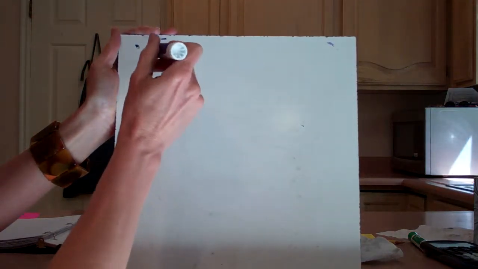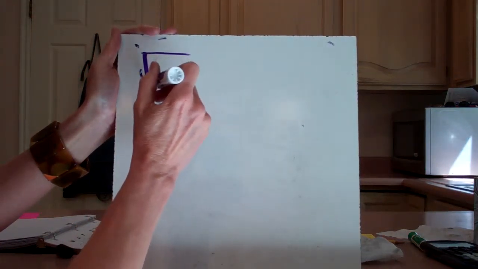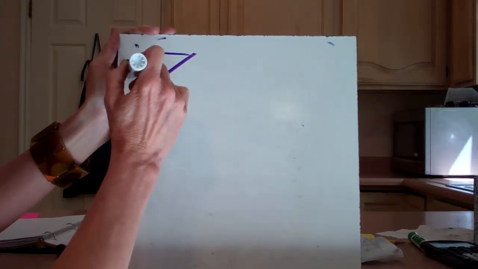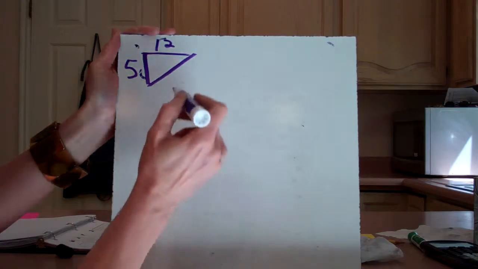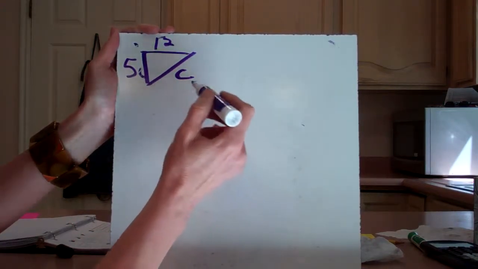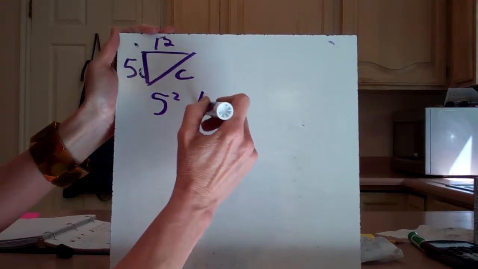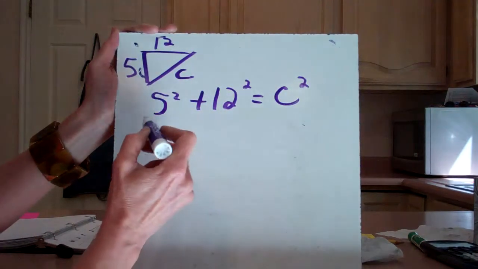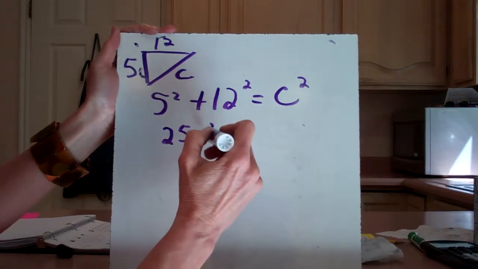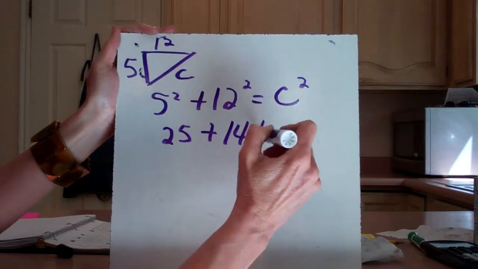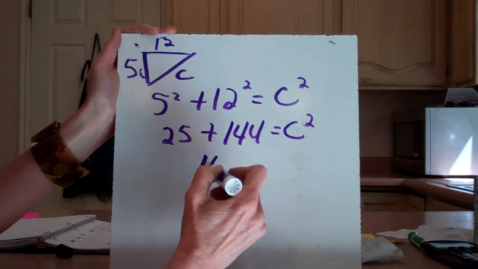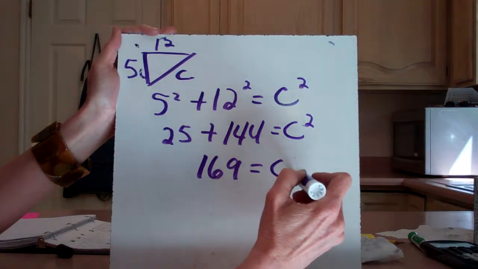Number 2, you were given another right triangle, and the legs were 5 and 12. So we were still solving for c. Let's plug it into our formula. 5 squared plus 12 squared equals c squared. 5 times 5 is 25. 12 times 12 is 144. 25 plus 144 is 169.